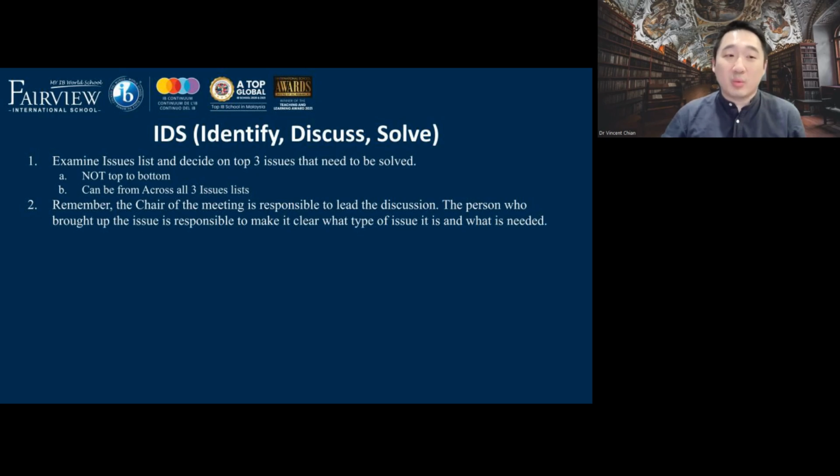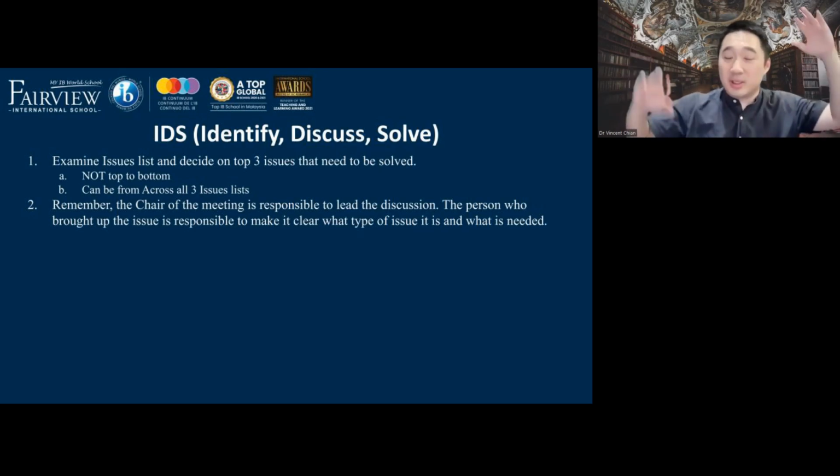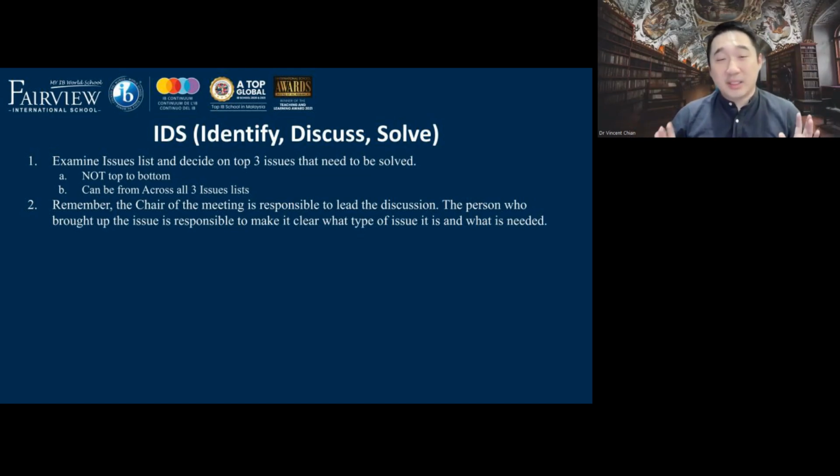So we start with the overall. First of all, look at the entire issues list, all 3 of your lists, and decide at your weekly meetings, what are the top 3 issues that need to be solved? Top 3. Now, your list can have 20 things on it. That's fine. But you decide what are the top 3 things you want to solve. Now, you can have this conversation at your previous meeting, or you can do it right there and then. Up to you, whichever works better.